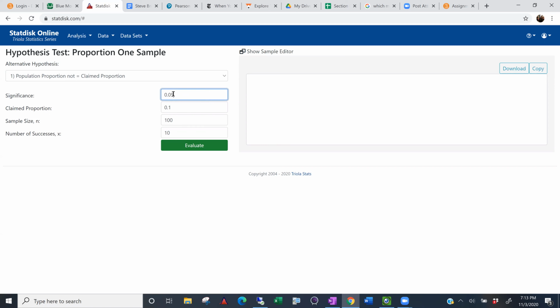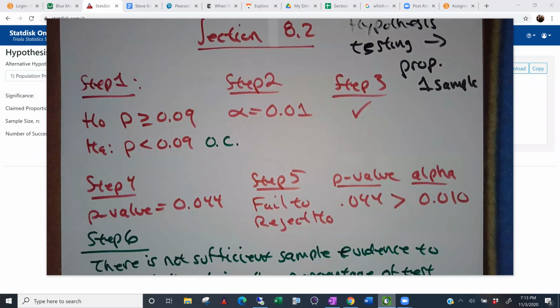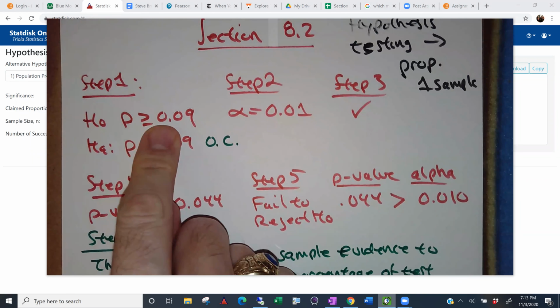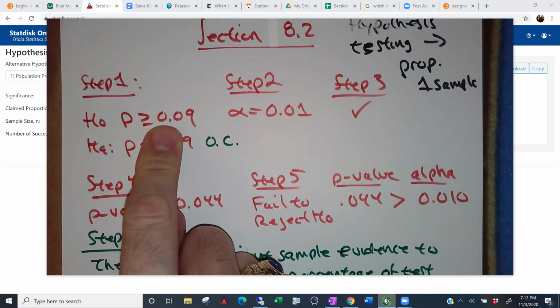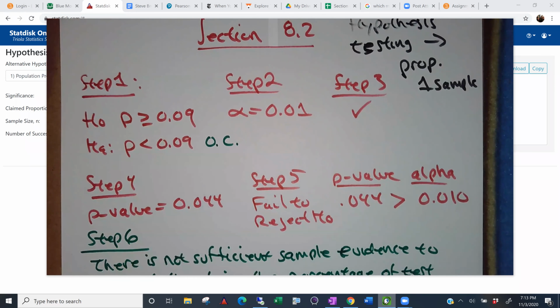Let's see. Our level of alpha in this one was 0.01. The claimed proportion. So the claimed proportion comes from your alternative hypothesis. In this case, it's going to be 0.09. I mean, not, I said your alternative hypothesis. It comes from your null hypothesis. That's the claimed proportion. Same thing either way, I suppose. So we'll put that in there.